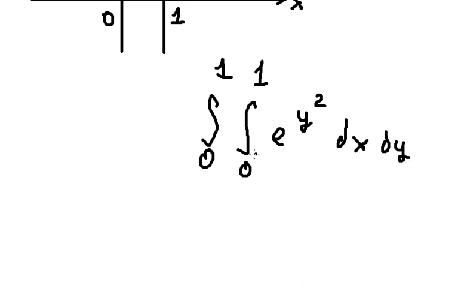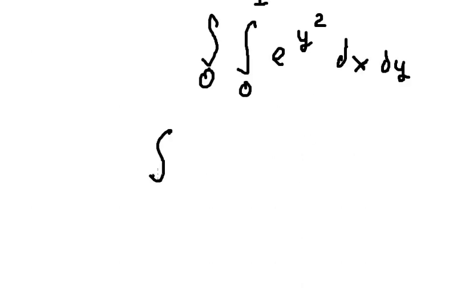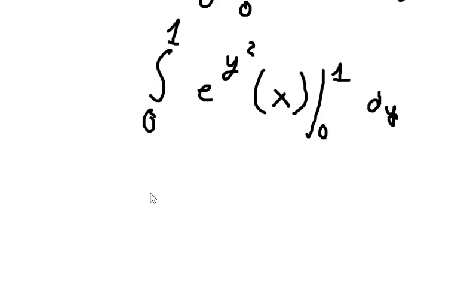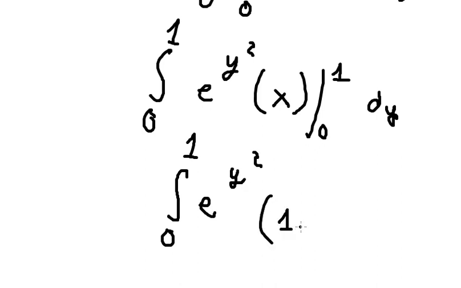Because we don't have x, the integration of dx gives us x. So we put number 1 in here, number 0 in here, and we have 1 minus 0, and that is number 1.